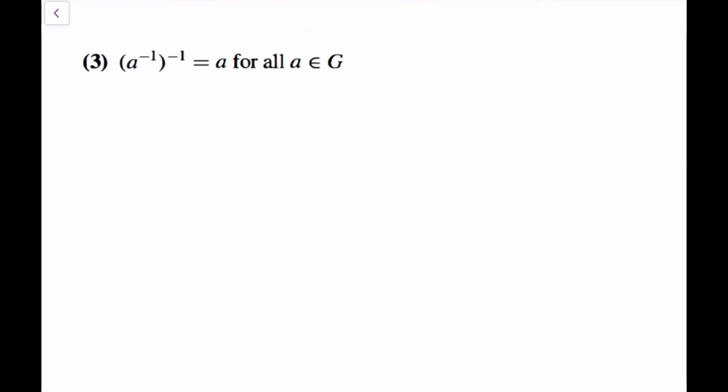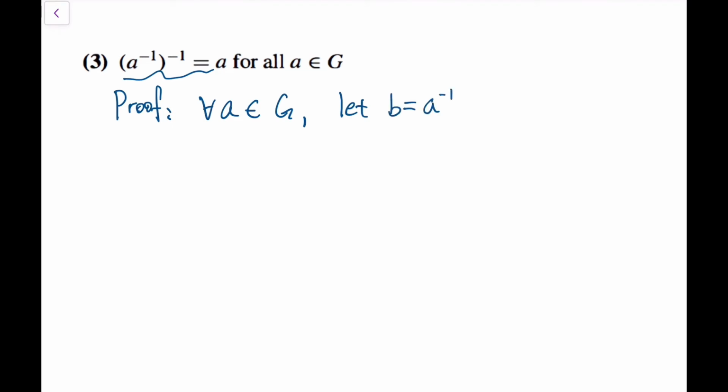Okay, number 3 says that the inverse of the inverse of A equals A itself for any element A in the group G. To prove this, at first we pick any element A in the group G. And because this equation is about the inverse of A, we can first let B be the inverse of A. And because B is the inverse of A, by the definition of the inverse element, we can get the equation A star B equals B star A equals the identity E. And this comes from the definition of inverse element, because B is the inverse of A.